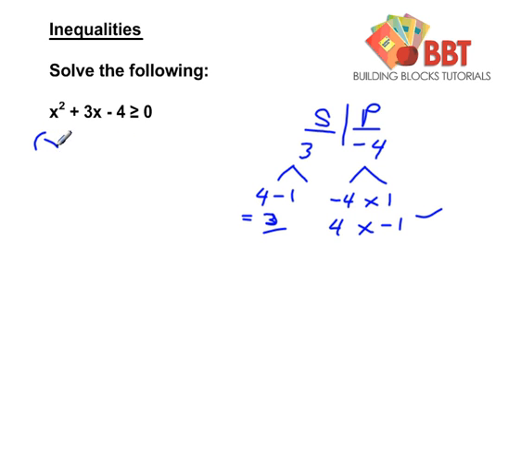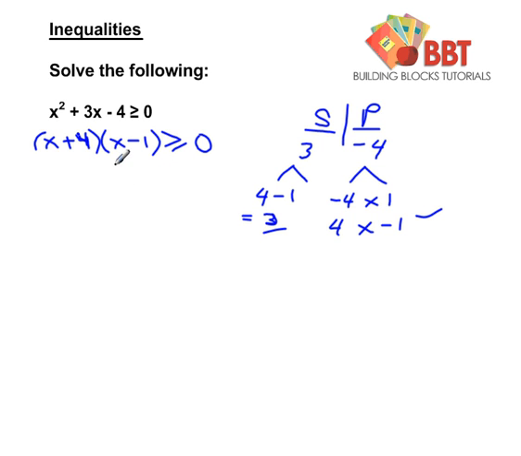Now, in this question, because you have the imaginary 1 in front, these terms are essentially your factors. So you have x plus 4 and x minus 1, greater than or equal to 0. We'll just rewrite that. So these are your factors.